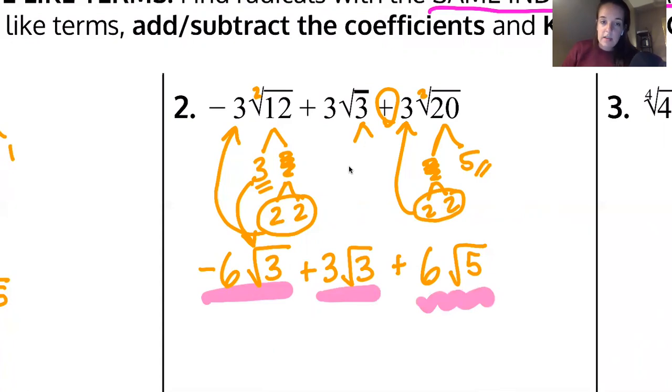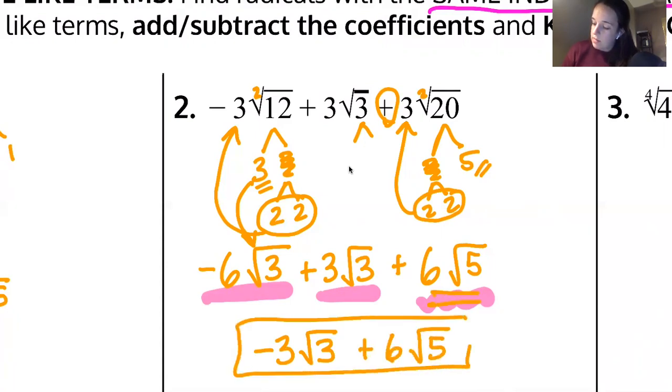So I'm going to add the negative 6 plus 3 would be negative 3. Radical stays the same, so root 3. And then I can't do anything with this one, so I'm just going to add 3 through 6 square root 5. And that's going to be my answer.